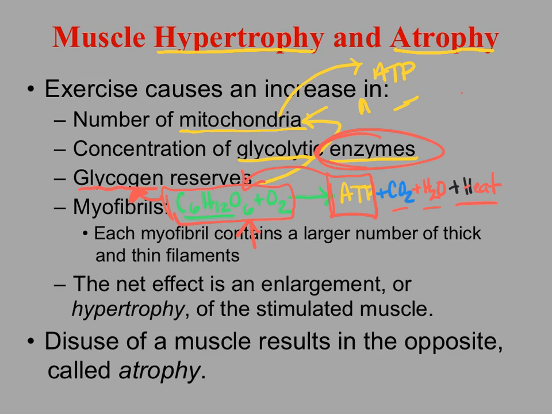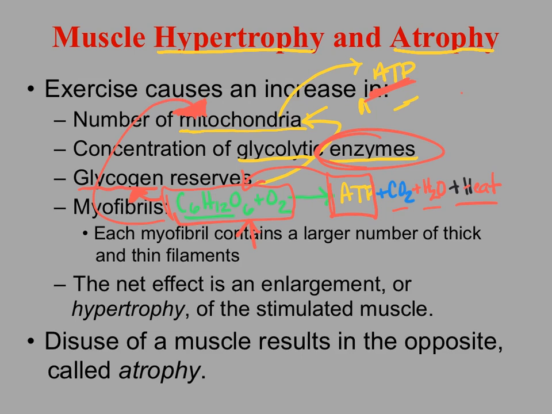Most of this chemical reaction occurs in mitochondria. So if you're placing more demand on muscle cells, you're going to need more mitochondria to convert more of that energy per unit time into ATP in order for contraction to occur. So all of those things, the mitochondria, the glycolytic enzymes, and the glycogen, accumulate inside your muscle cells. Your muscle cells get bigger.